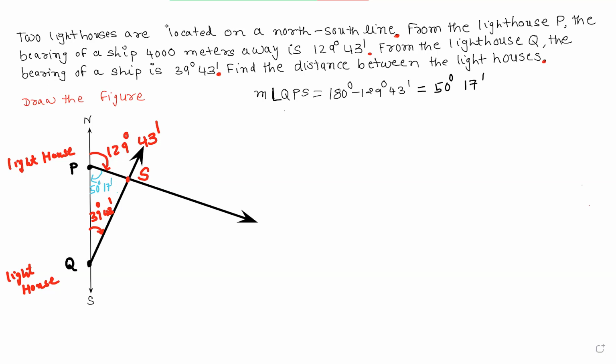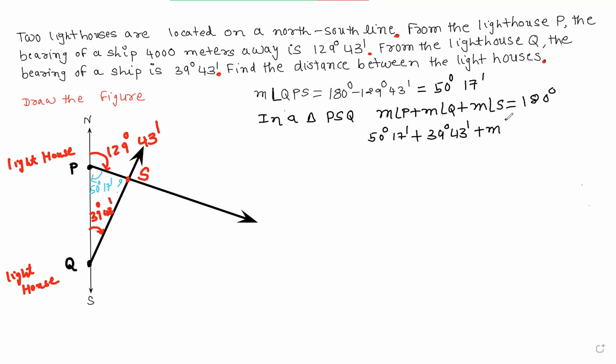Now the next step I would like to find is this particular angle. If we have measurements of two interior angles of a triangle, we can very easily find the third angle. In a triangle PSQ, measure angle P plus measure angle Q plus measure angle S equals 180 degrees. This is an important statement from geometry that the sum of the interior angles of a triangle equals 180 degrees. Let's plug in. So measure angle P 50 degrees 17 minutes, measure angle Q 39 degrees 43 minutes, and we're looking for measure angle S.